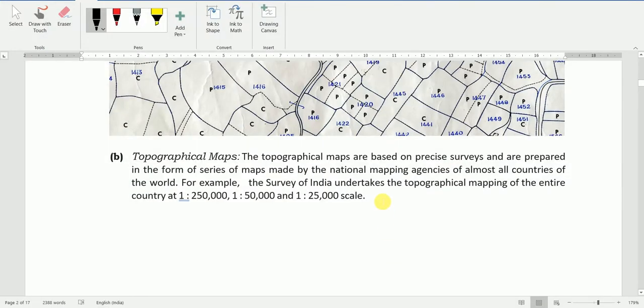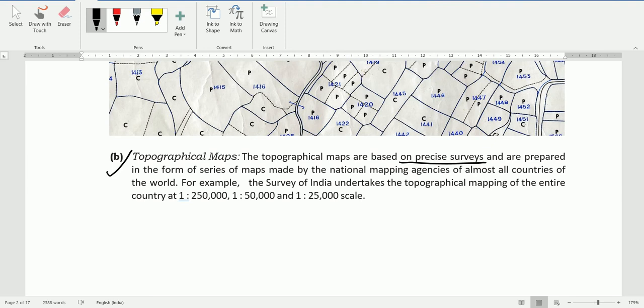Remember, we are learning these types of map based on scale, and we are learning about large scale maps. Large scale maps are subdivided into cadastral maps and topographical maps. After cadastral map, we have another type of large scale map, that is topographical maps. Topographical maps are based on precise surveys and are prepared in the form of series of maps made by the national mapping agencies of almost all countries of the world.